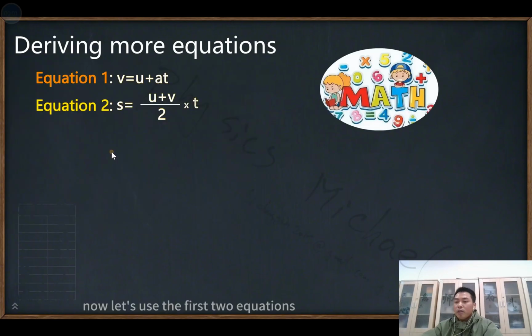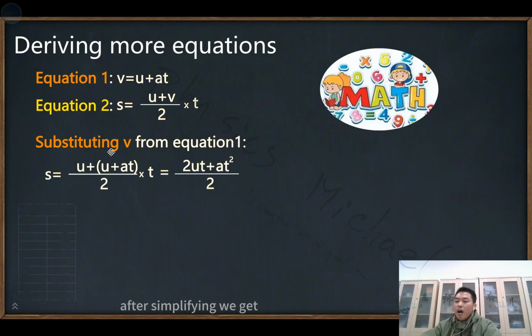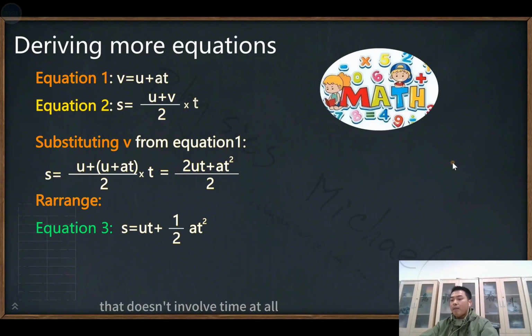Now, let's use the first two equations to get the third one. Start with the first equation, final velocity equals initial velocity plus acceleration times time. Now, substitute v into the second equation. After simplifying, we get displacement equals initial velocity times time plus 1/2 of acceleration times time squared. This is our third motion equation, very helpful when we know the initial velocity and acceleration and the time, but not the final velocity.